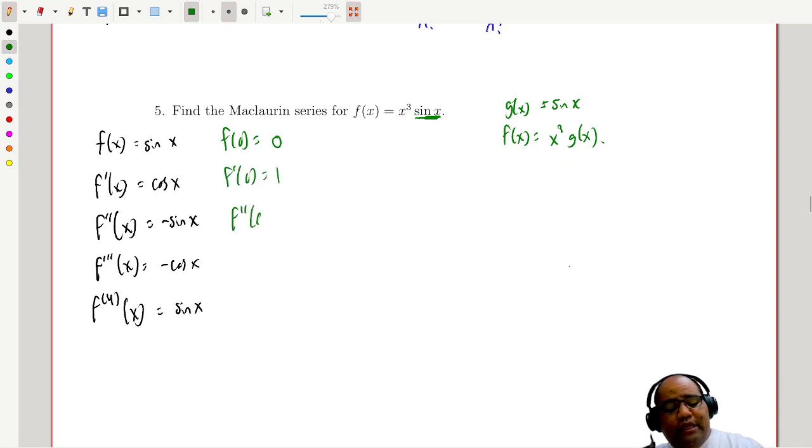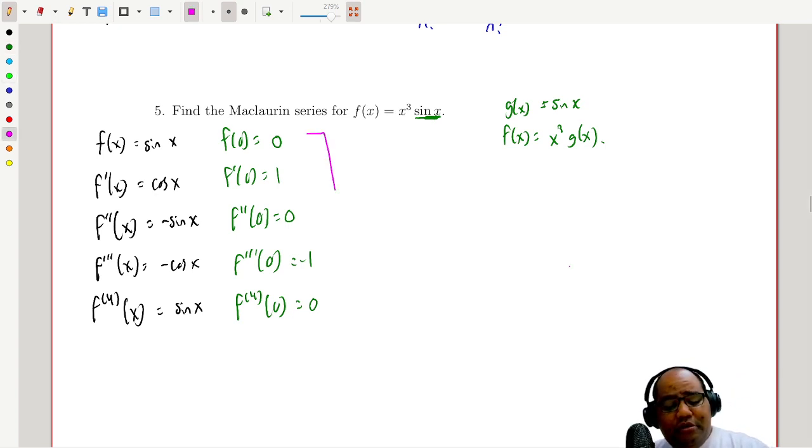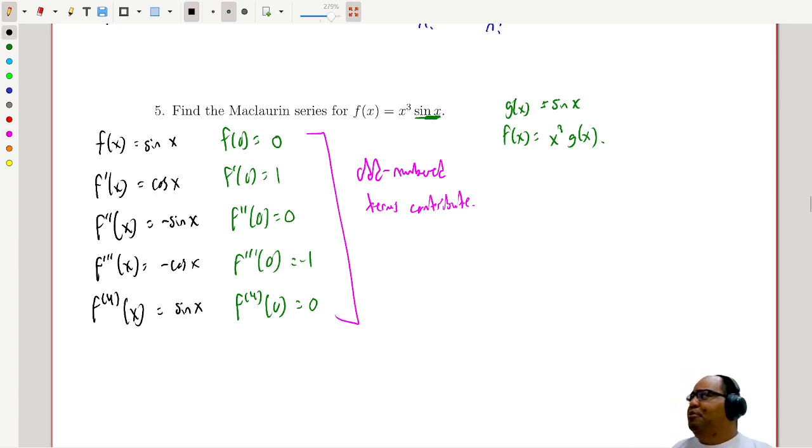And again, the sine of 0 is 0, the cosine of 0 is 1, but we have a minus, so that's a minus 1. So just like we had with that one expansion earlier, only certain terms will contribute to the sum. Here, it's the odd number terms. So the odd number derivatives, the odd number terms contribute. So how do we write an odd number? An odd number is 2 times an integer plus 1, or 2 times an integer minus 1.